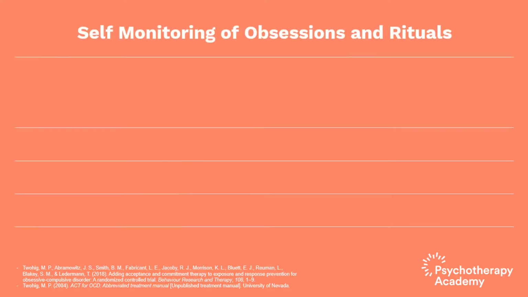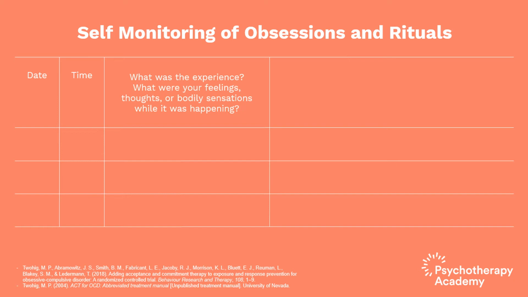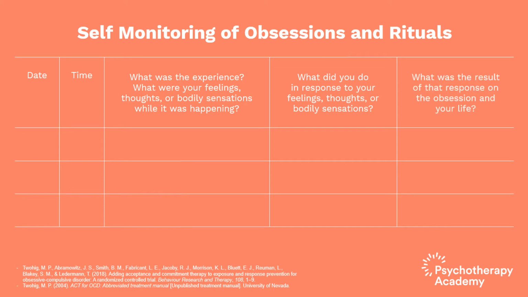So they'd fill out the date and the time, but then the next column is just what was the experience? What were your feelings, your thoughts, your bodily sensations while it was happening? So for this person, it might be something like, I was at work and I told my coworker that I had a nice weekend. And after I got done with that conversation, I wondered, did I actually have a nice weekend? I think I may have been inaccurate in telling them I had a nice weekend. Like the weekend was okay, but it wasn't nice.